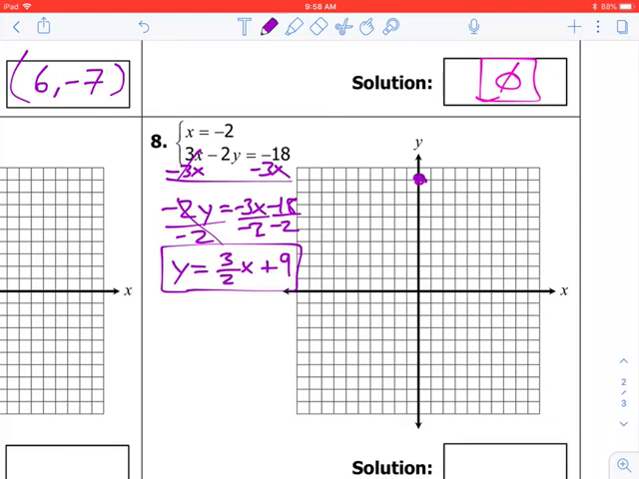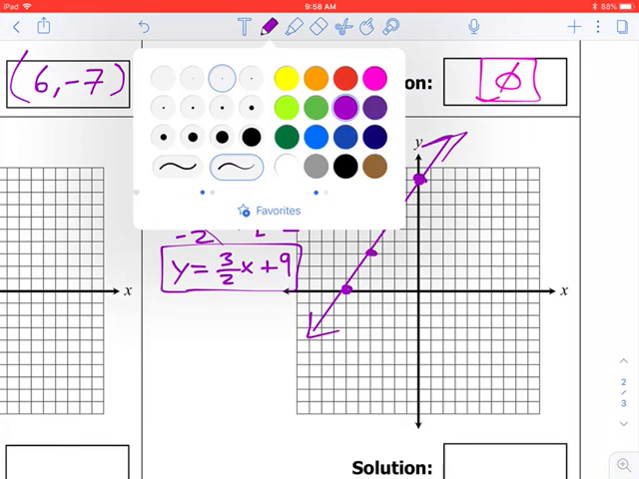Positive 9. I'm supposed to be going up 3, right 2, but I don't have room to go up to the right, so I go down 3, left 2. Down 3, left 2. Down 3, left 2. And that should be good. So there's my line. Let's try again. That's better. So there's my line.